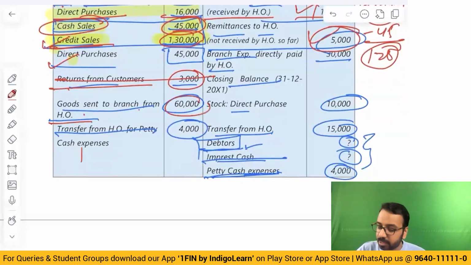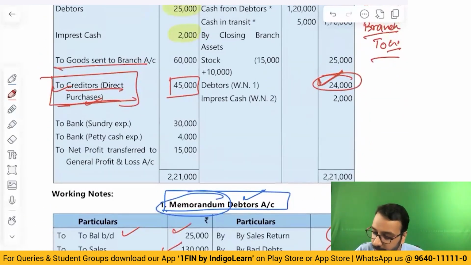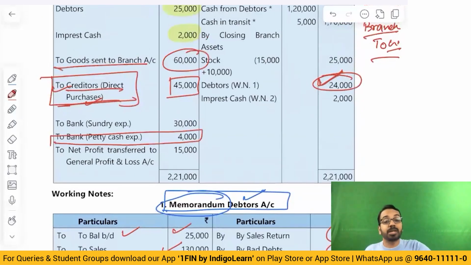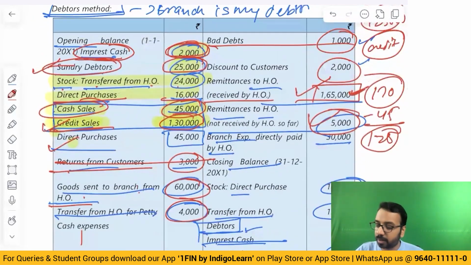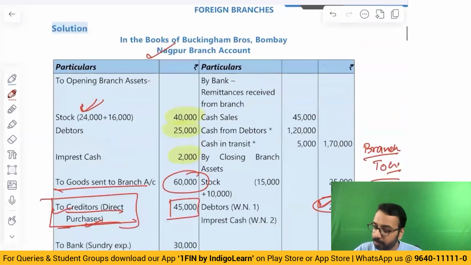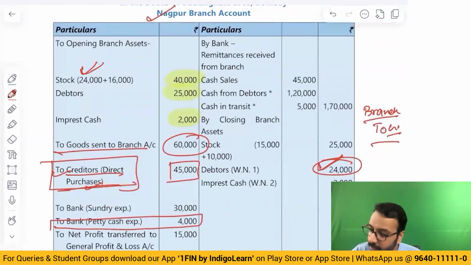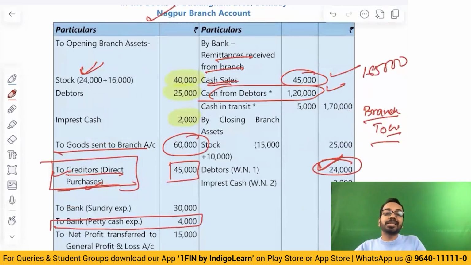Returns from customers will not come in the branch account. Goods sent to branch from head office 60,000 and transfer for petty cash expenses 4,000. So goods sent to branch 60,000, bank for petty cash expenses 4,000. Whatever money has been transferred, that will get recorded. Then bad debts will not be recorded here. Discount from customer is between the branch and the customer, that will not be recorded. Remittances to head office 1,65,000. So here you would say remittances received from the bank branch 45,000 and from debtors 1,20,000. Okay, that is 1,65,000.